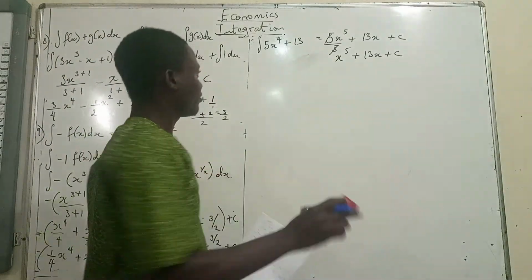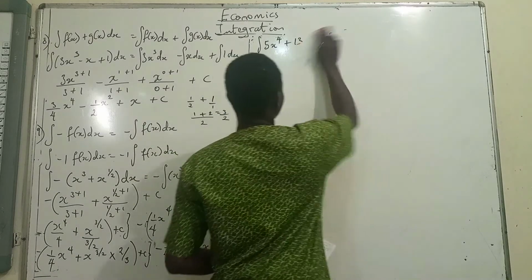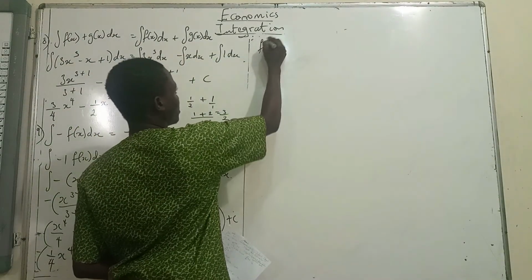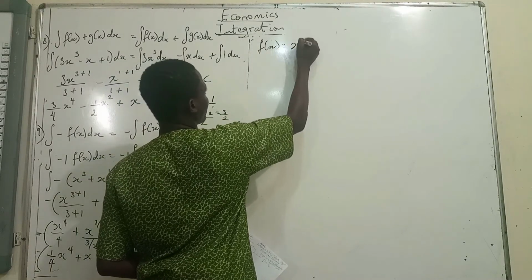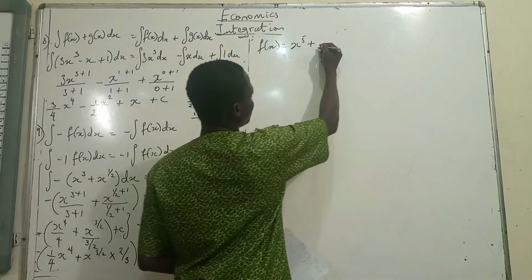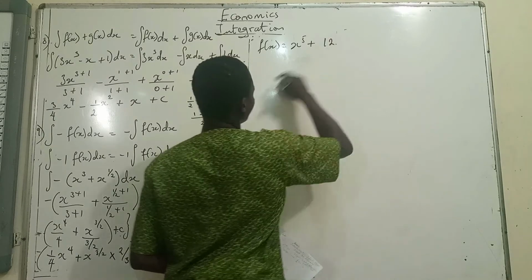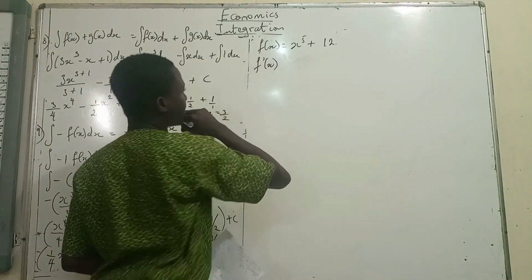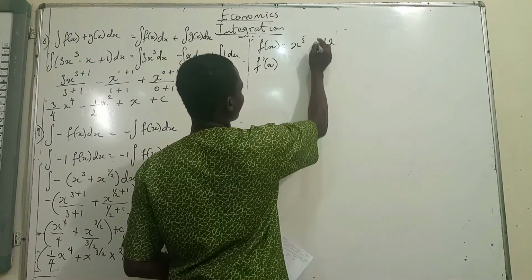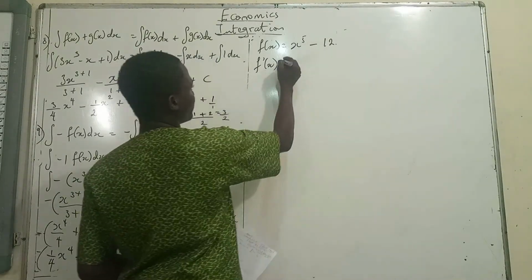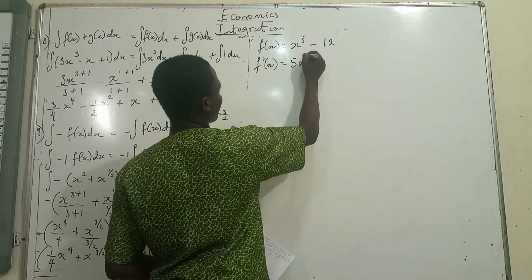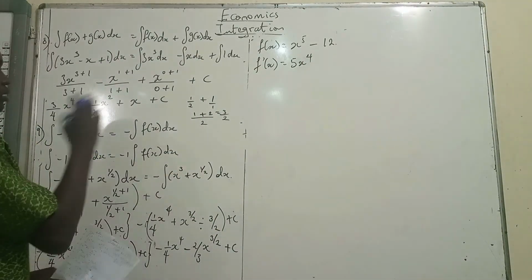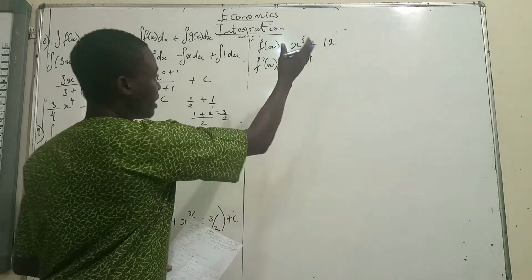So let me do something. We have f of x as x raised to the power 5 plus, let me say, 12. So we differentiate this guy. Well, let me make this a minus 12, for example. By the time we differentiate this guy, it becomes 5x raised to the power 4, and the minus 12 disappears. That was the point I was trying to get at the other time. Now the minus 12 disappears.